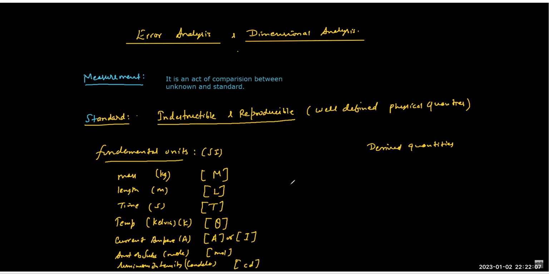And then we have the two supplementary units, right? Radian and steradian. So plane angle, radian, so you can say rad, and steradian, which is the solid angle.